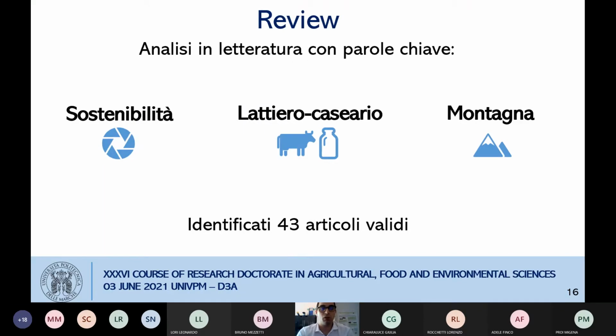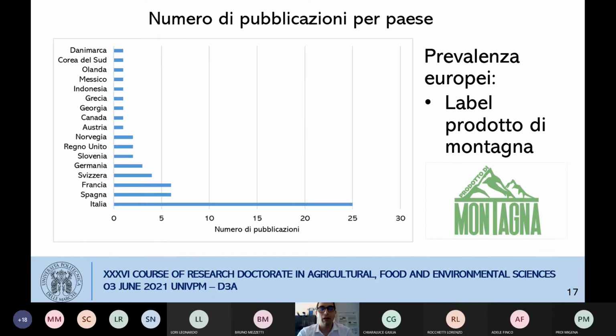Per questo motivo sono andato ad effettuare un'analisi di letteratura, andando a cercare nei principali motori di ricerca scientifici come WOS e Scopus con le seguenti parole chiave: sostenibilità, lattiero caseario e montagna. Dopo un'accurata selezione, da questa analisi ho potuto identificare 43 articoli validi. Gli articoli sono stati pubblicati soprattutto in area europea ed in particolare in Italia, Spagna e Francia.